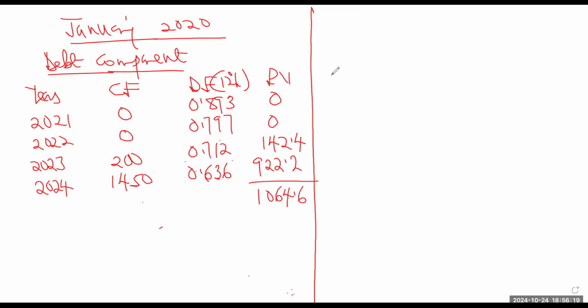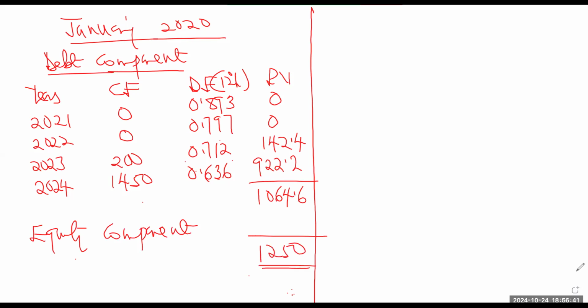So that is the debt value. What would be the equity component? So we take this out from the bond value. And that will give us how much? 185.4. Okay. So at the initial recognition, this is what we do.